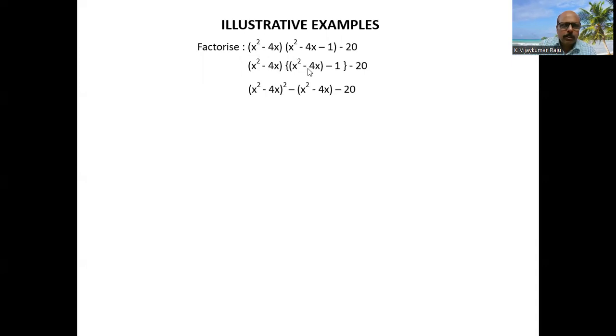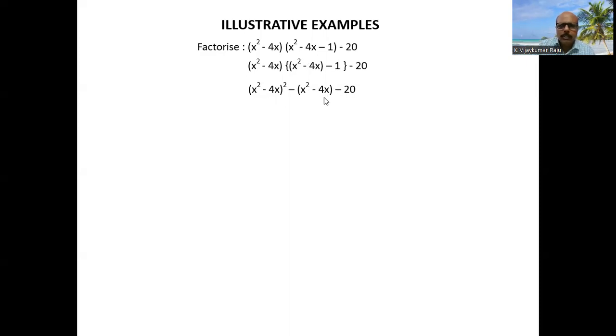When you multiply this with this, it becomes x square minus 4x whole square. And x square minus 4x into 1 will be x square minus 4x minus 20. Clear now? Okay, what I did, I just took this in a bracket and multiplied this with this. When you multiply the same thing, it is 2 times, therefore it becomes square. And this when you multiply with 1, it becomes x square minus 4x minus 20.